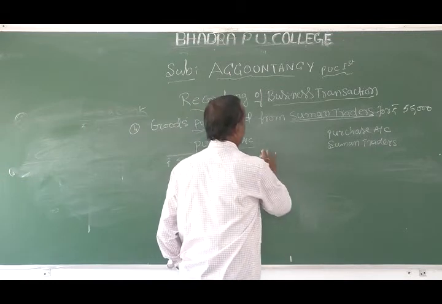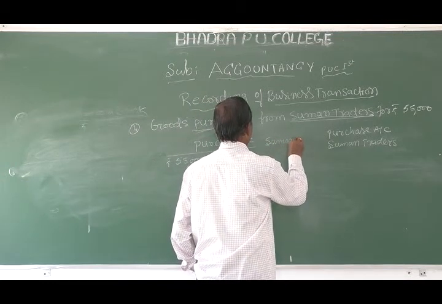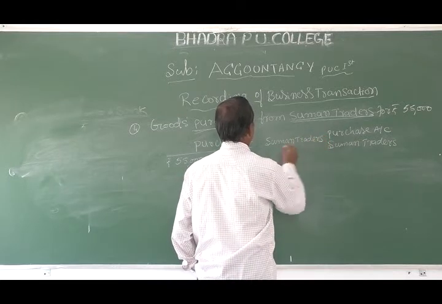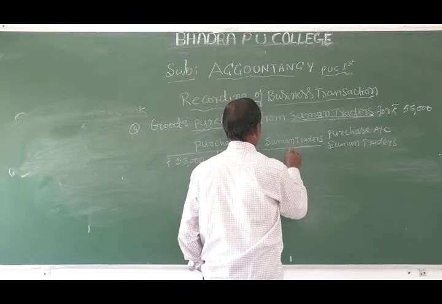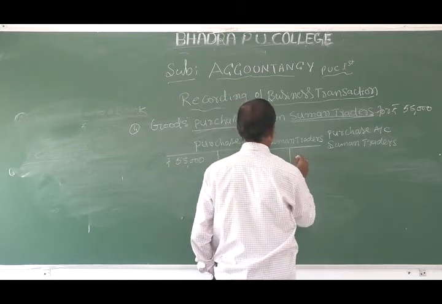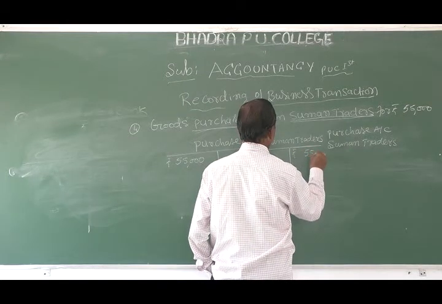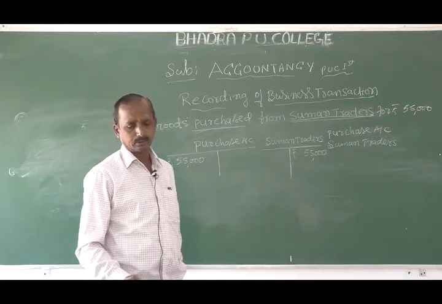Next, another one is Suman Traders account, the credit, rupees 55,000, rupees 55,000.